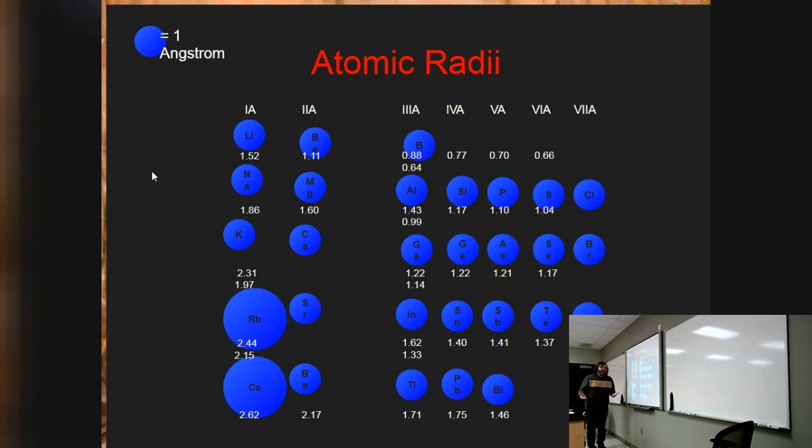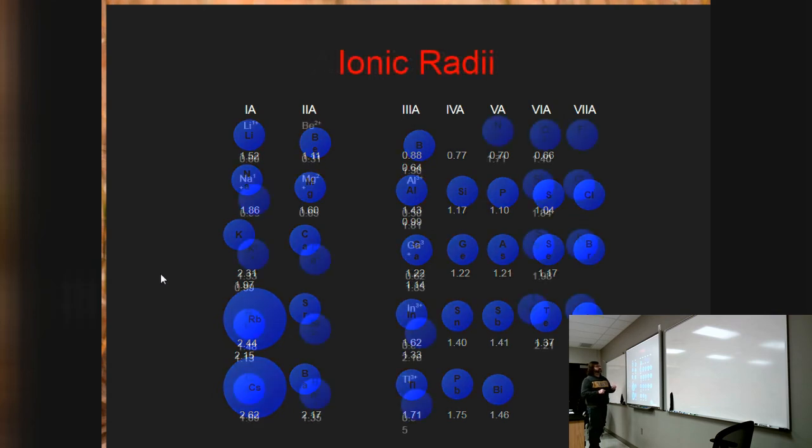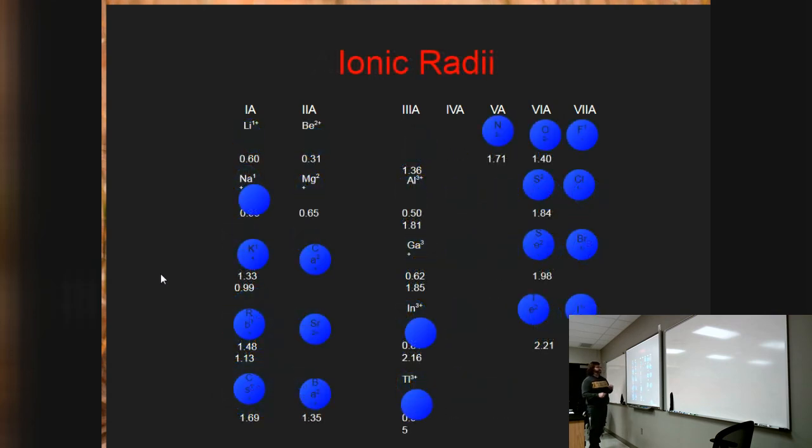Now, obviously, the opposite. This is a diagram of this in general. This is the atomic radii of all elements here. And if they lose an electron, you can see they got, again, much, much smaller in this case when they lose their electrons.